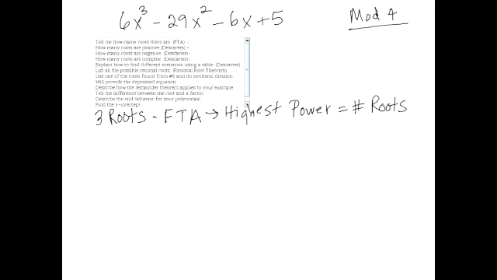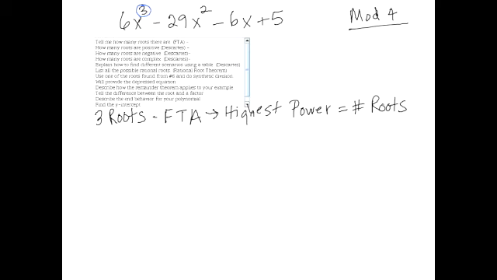So if we're looking at this polynomial, what we're actually looking at for the highest power is this number right here. If the highest power is 3, there's going to be 3 roots. We don't know if they're real. We don't know if they're imaginary. We don't know if they're positive. We don't know if they're negative. Right now, just as it is, the fundamental theorem of algebra says there's going to be 3 roots because the highest power in this polynomial is 3.